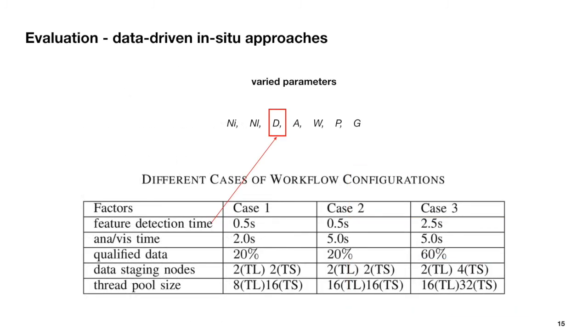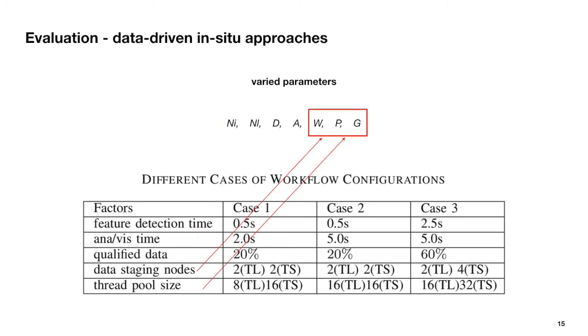The feature detection time is represented by the parameter D, and the analytic or visualization time is represented by the parameter A. The percentage of the qualified data is related to Ni and Nl. Ni represents the number of iterations that generate the interesting data, and Nl represents the index of the last iteration that generates the interesting data. We assume that the interesting data is evenly distributed among all iterations here.